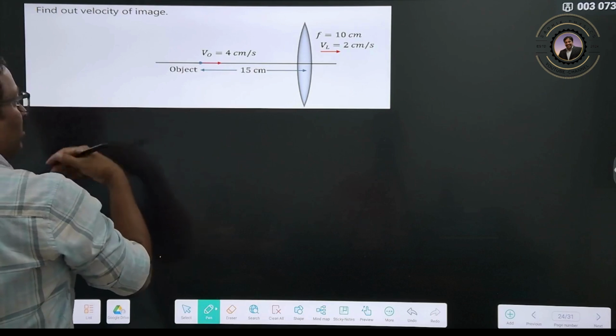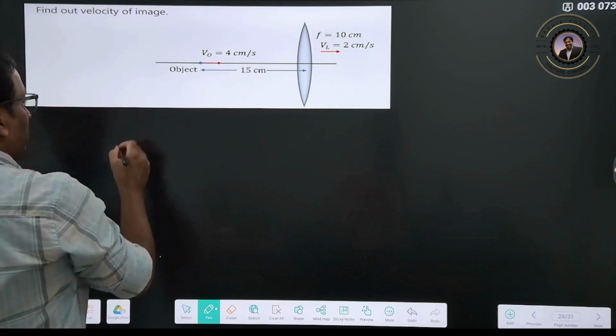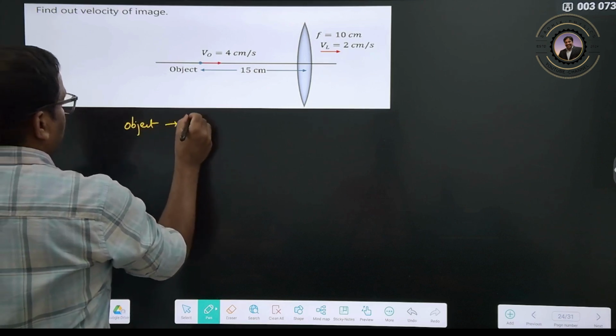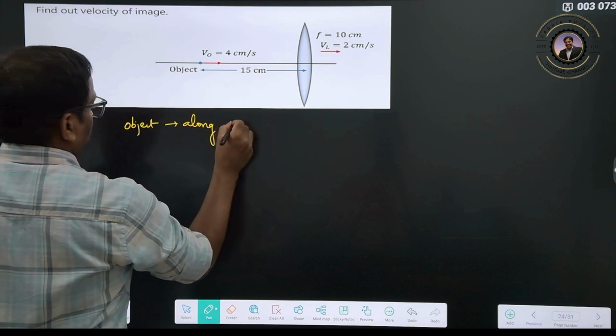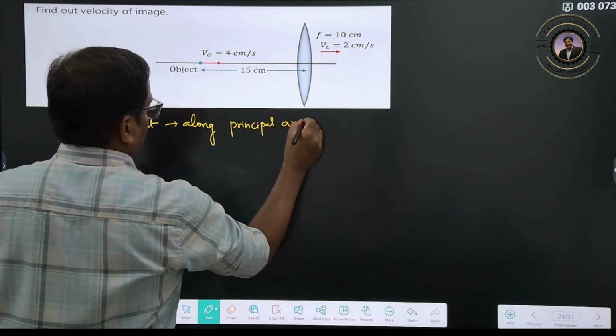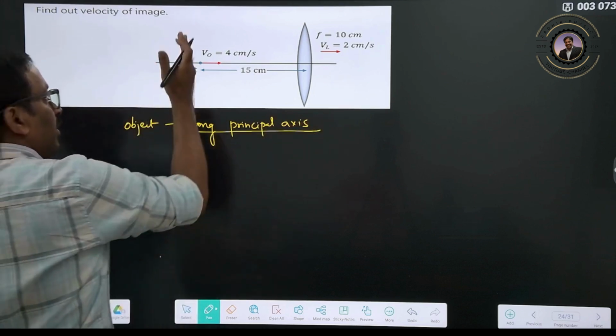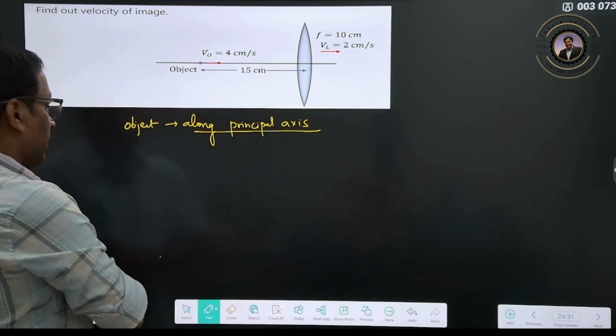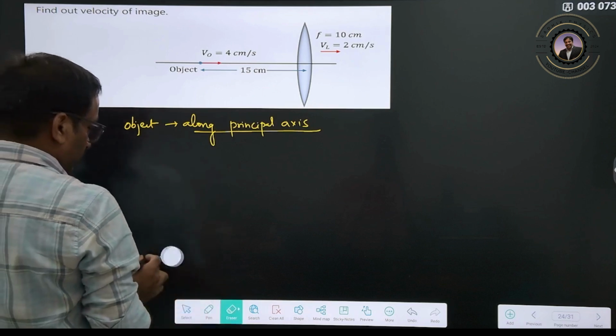Therefore, here we will derive one formula. If an object is moving along the principal axis, then definitely the size of the image is going to change. Clear?